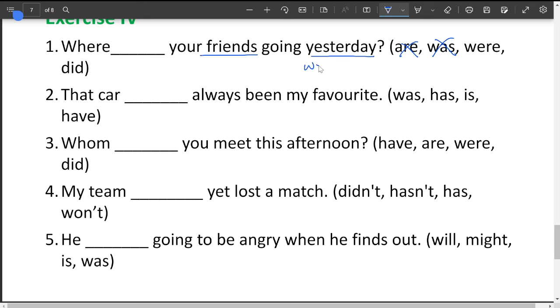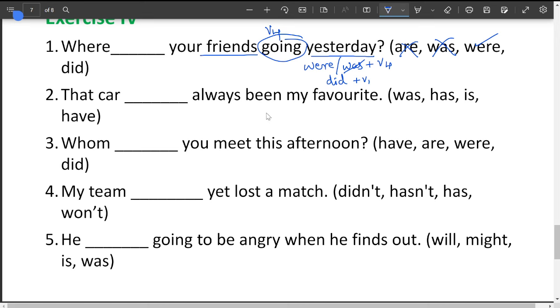Remember, were or was, both of them are followed by v4, whereas did is followed by v1. Okay, v4 verb, v1 verb. Now what is given here? Going. Going is what? v4. So what do you have to use here? Was or were. Was is already eliminated, so what is remaining? Were. That is your answer. So where were your friends going yesterday? Right. Next one.